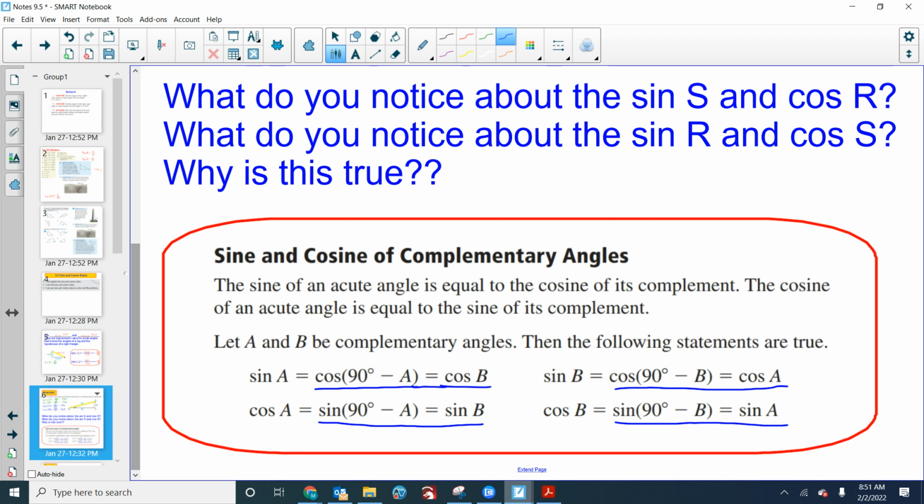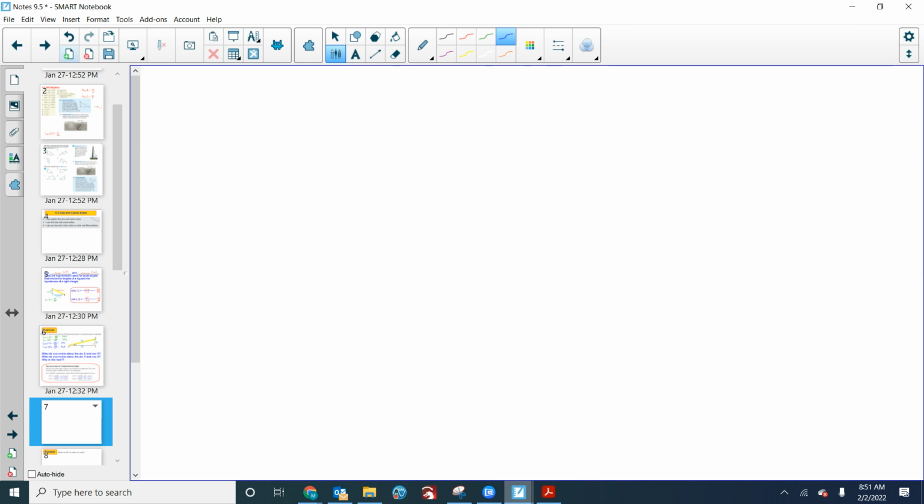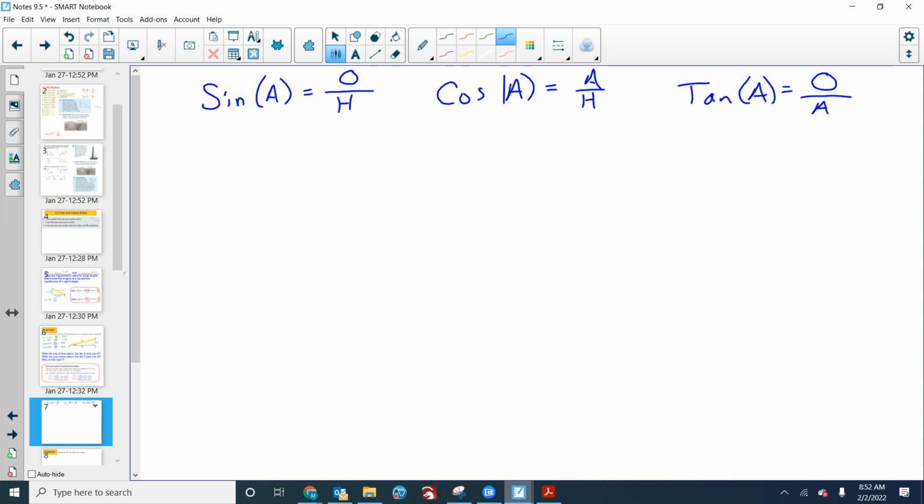This isn't actually on your paper. Let's find a spot for it. I'd put it at the very top if I were you. Isn't the sine of an angle equal to the opposite over hypotenuse? I'm going to put O for opposite, H for hypotenuse. The cosine of an angle is the adjacent side over the hypotenuse. And the tangent of an angle is the opposite side divided by the adjacent side.